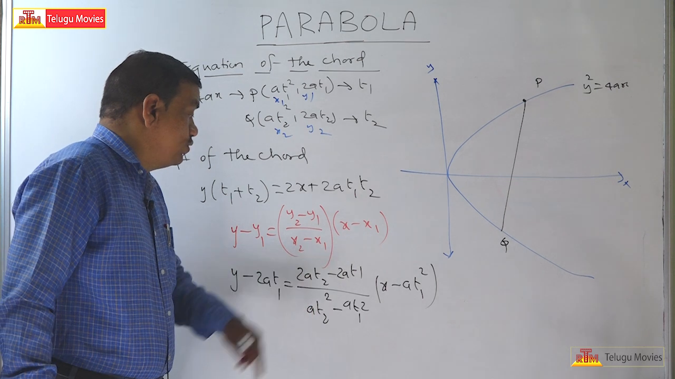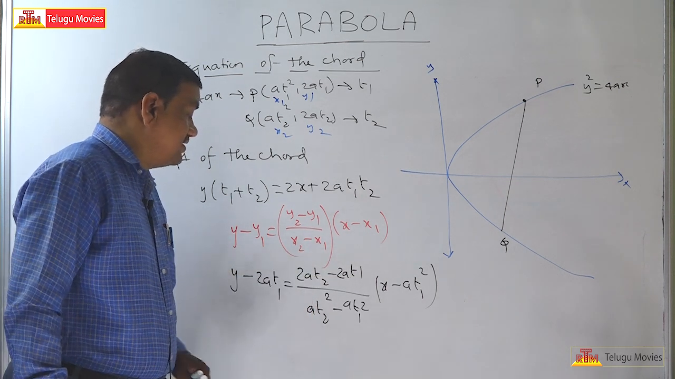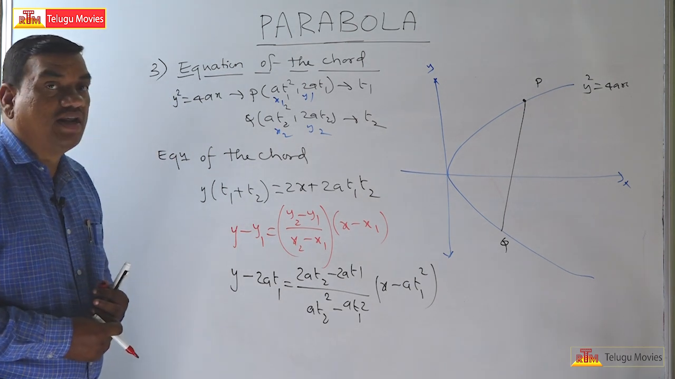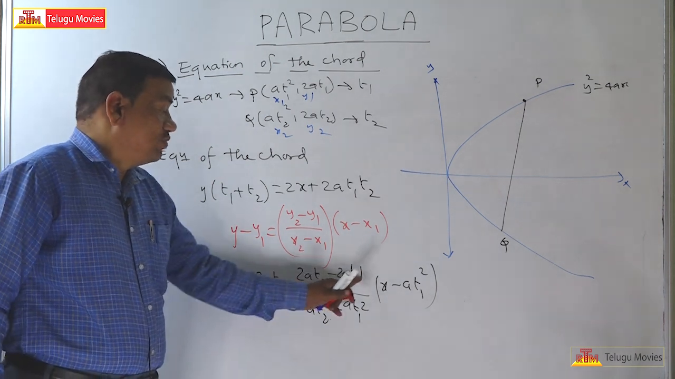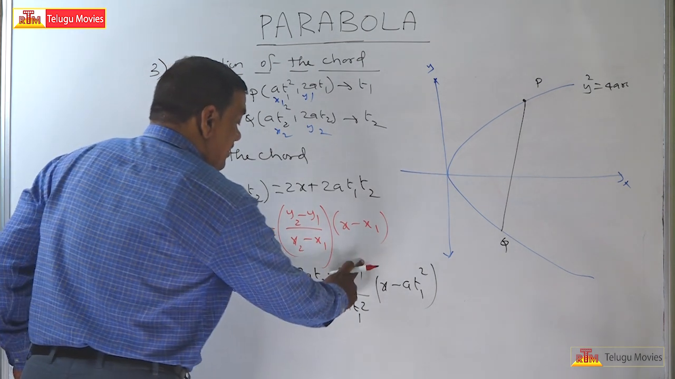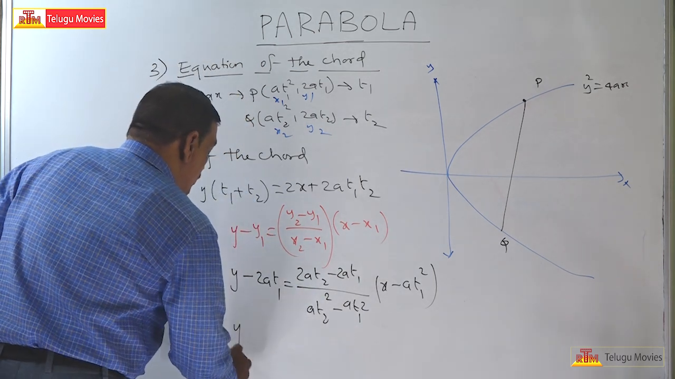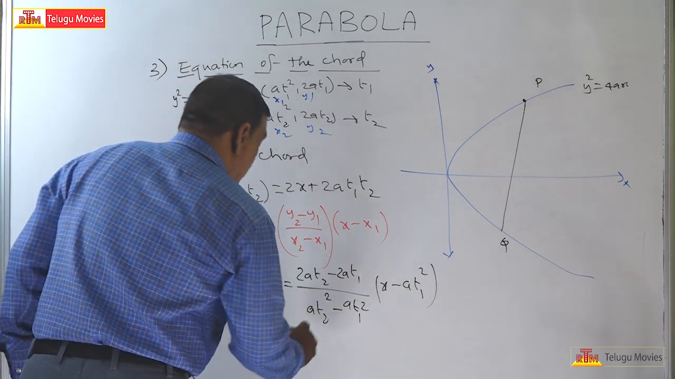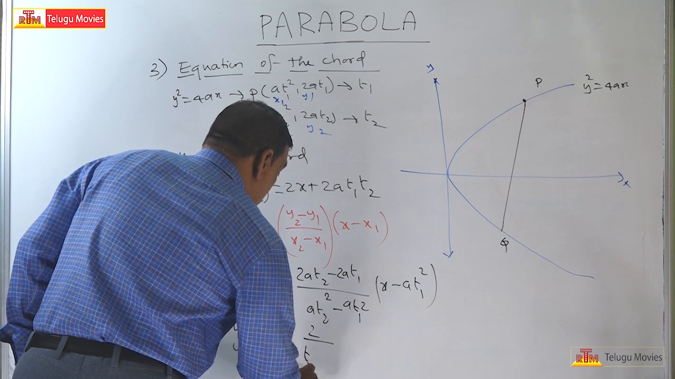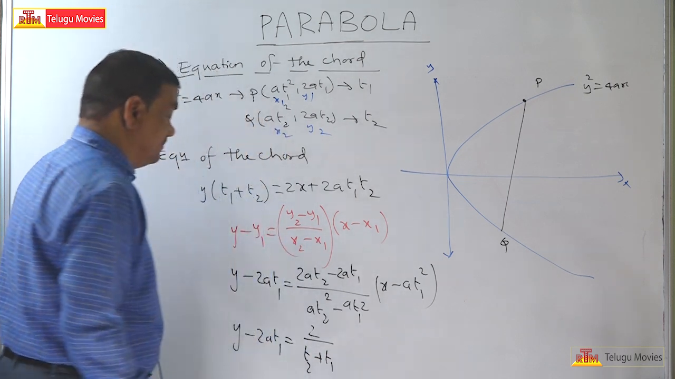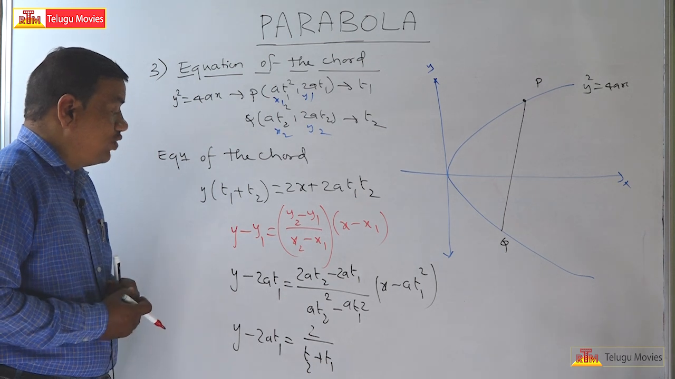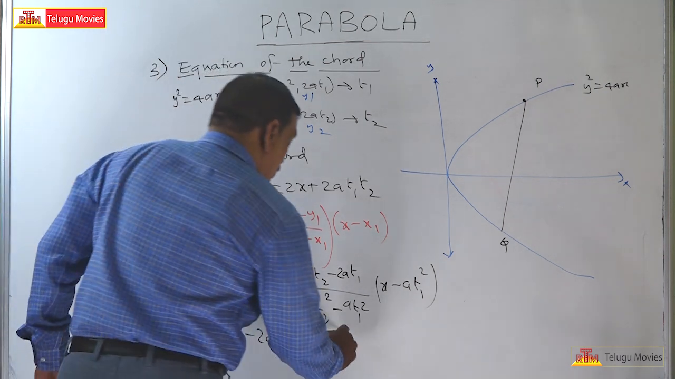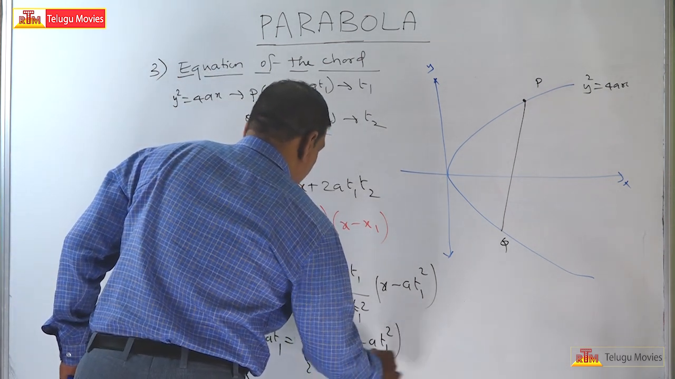See here you can cancel a, here t2 square minus t1 square, that means a square minus b square, (a plus b) into (a minus b), t2 minus t1 you can cancel here. Ultimately your next step is that a is cancelled, 2 will remain in the numerator, and in the denominator t2 plus t1 will be there. The denominator t2 minus t1 will be cancelled, denominator t2 plus t1, so this is equal to x minus a t1 square.